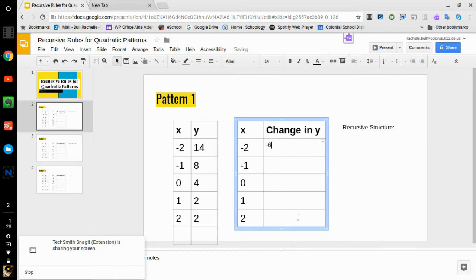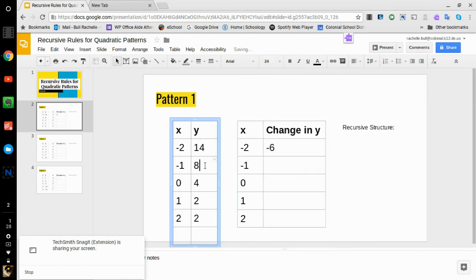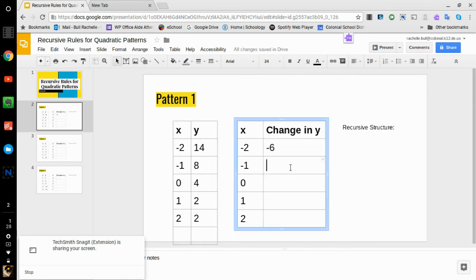Then the second time, we go from 8 to 4, -4. Then we go 4 to 2, -2. So we are not changing by the same number every time. This is not linear. We can look and see, is it multiplying by the same number every time? No. From 8 to 4, it looks like we have a pattern, 1/2, 4 to 2, 1/2. But then 2 to 2, that's just times 1.